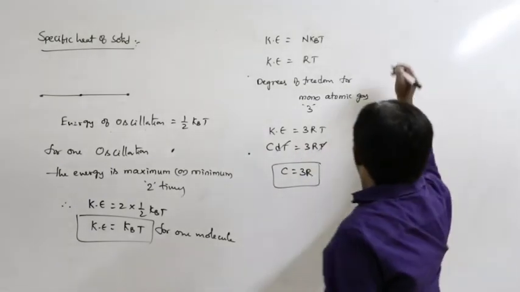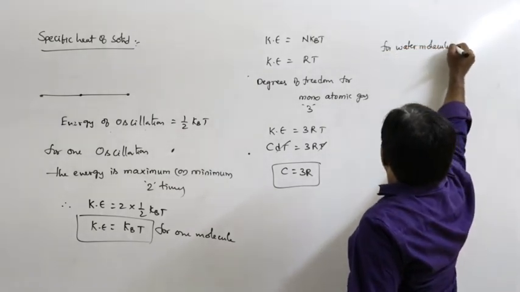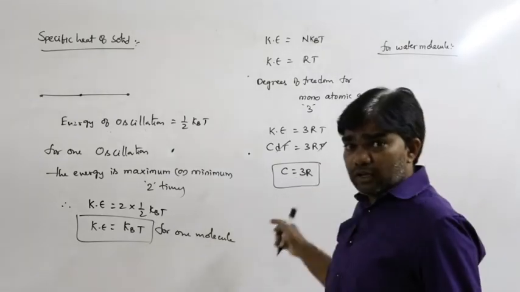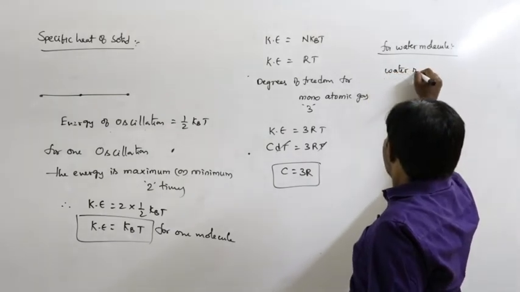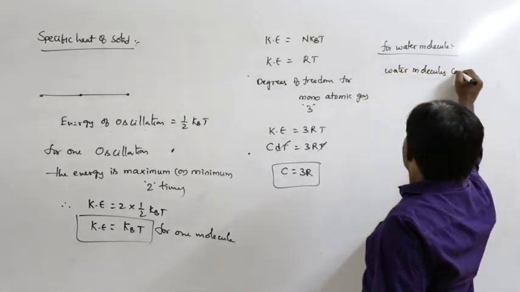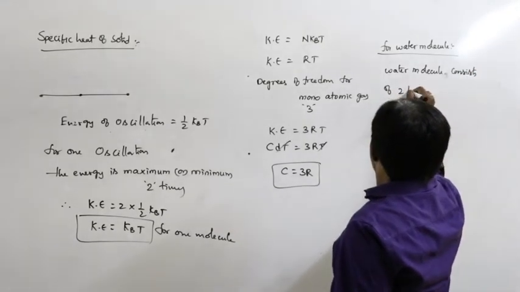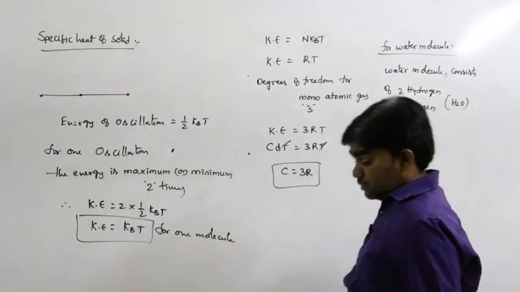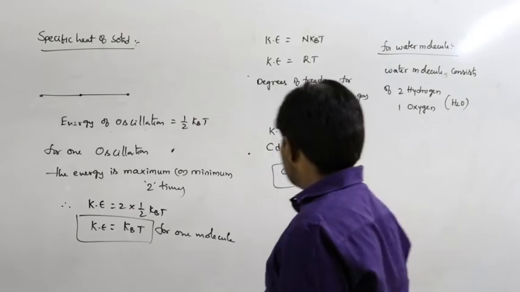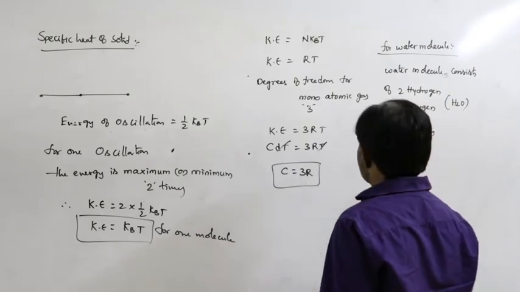So in the same way, for a water molecule, for one molecule it is 3R. How many molecules does water have? A water molecule consists of two hydrogen and one oxygen, because it is H2O. Two hydrogen atoms, one oxygen atom. Total 3, so 3 gas molecules.